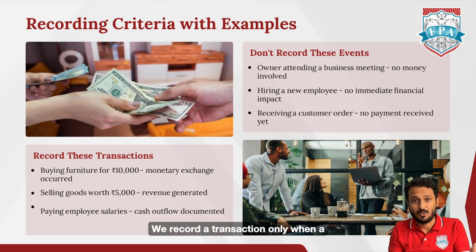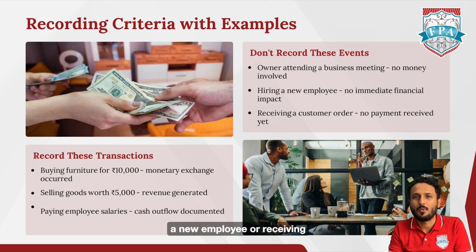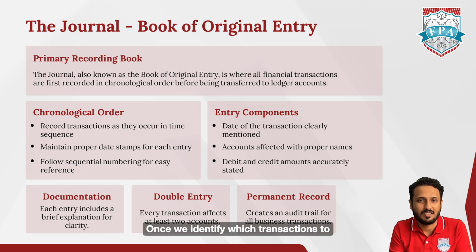We record a transaction only when a monetary exchange has occurred. For instance, buying office furniture for 10,000 rupees because money has been spent, selling goods worth 5,000 rupees since revenue has been earned, paying salaries as cash has gone out of the business. However, we don't record events like attending meetings, hiring a new employee, or receiving a customer order without payment. These actions might be important for business operations, but they don't have an immediate financial impact, so they aren't part of accounting records.